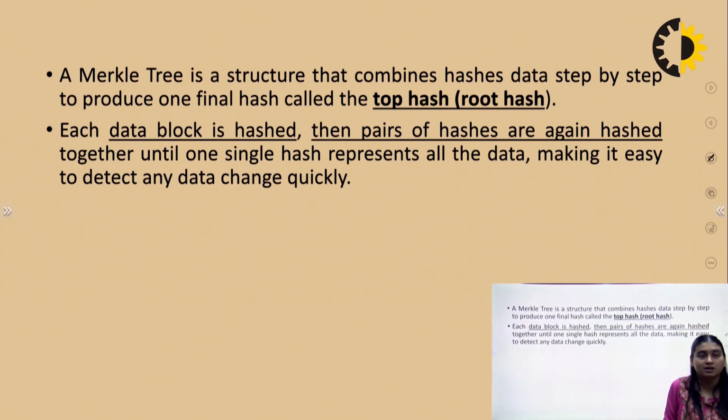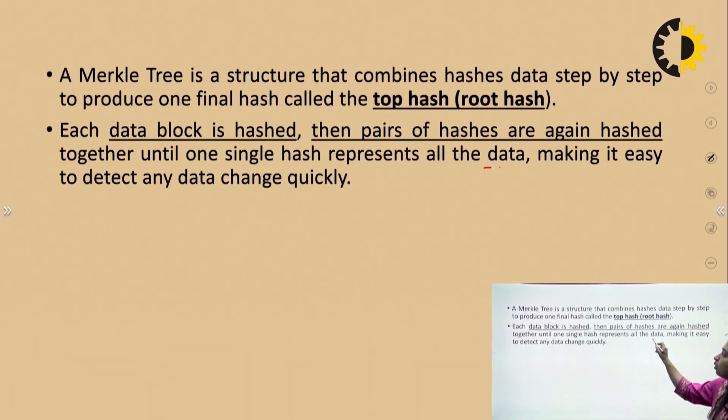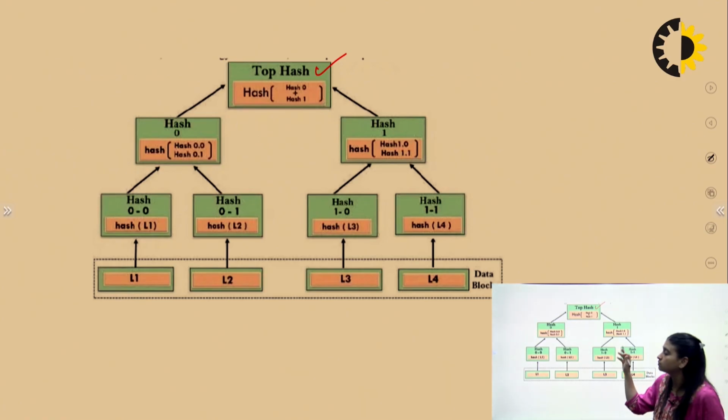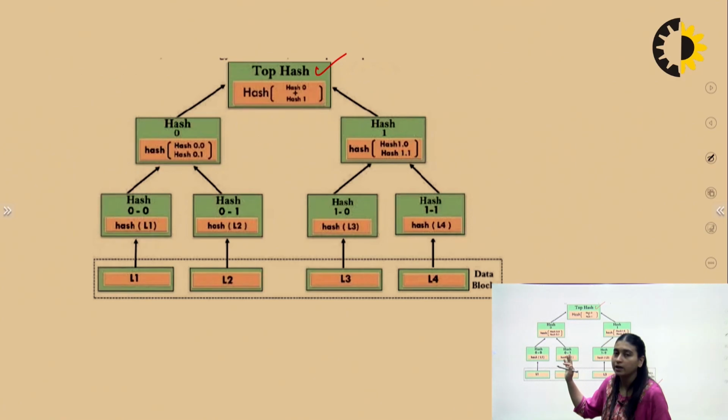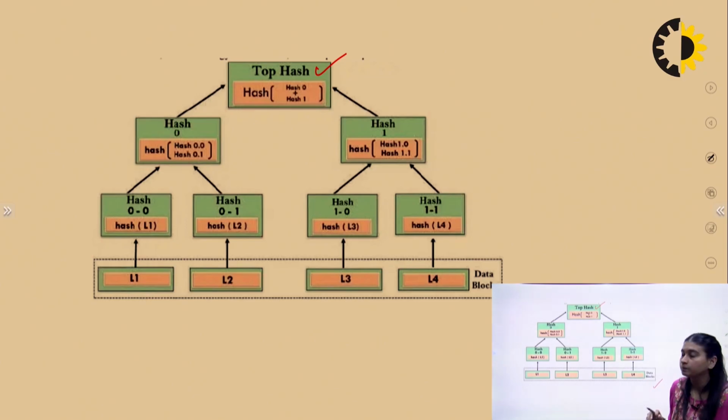It's a structure that combines the hashes step by step to produce one final hash that is called the root hash. Each data block is hashed, and then pairs of hashes are hashed together again until one single hash represents all the data. So this is what is happening in this diagram. These are the hashes, and we are combining the hashes stepwise until we get the top hash, or the root hash, to represent the whole data at once.